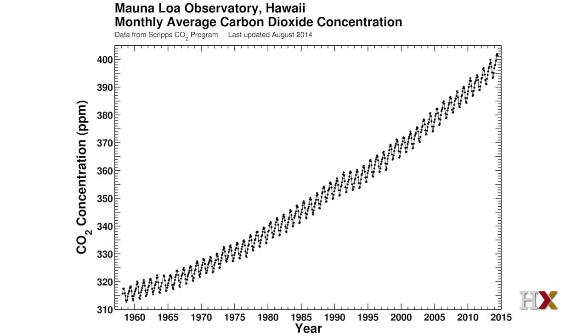So let's step back and take a look at the Keeling curve in a broader perspective. Dave Keeling started measuring atmospheric CO2 in 1957. It was about 315 parts per million, and it's now about 400 parts per million.